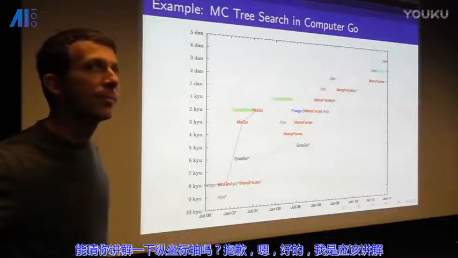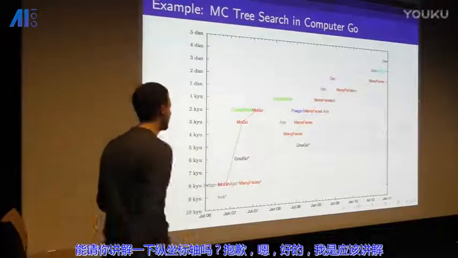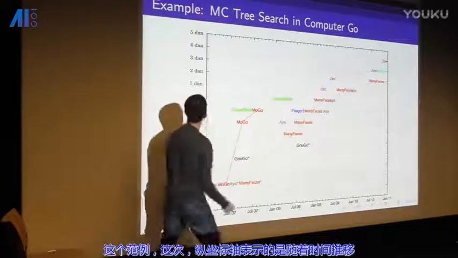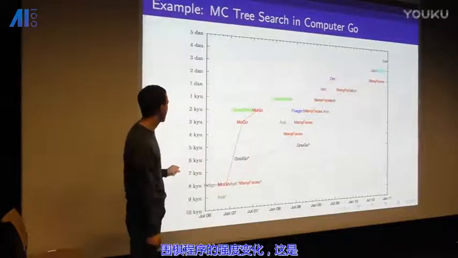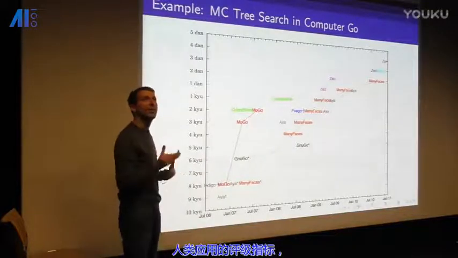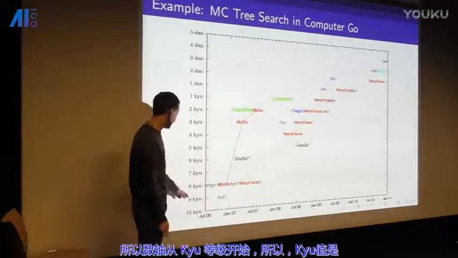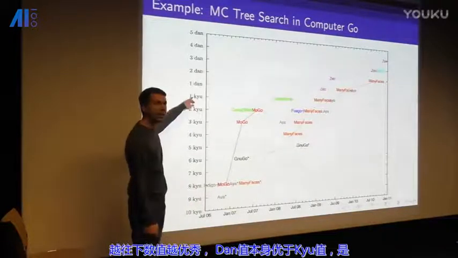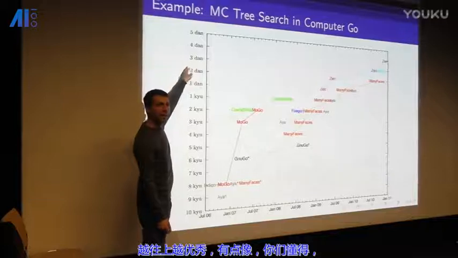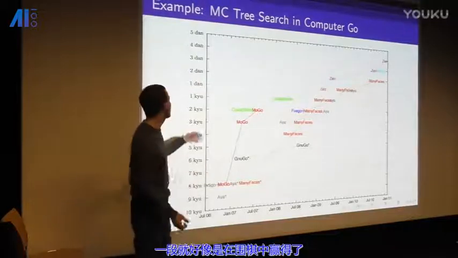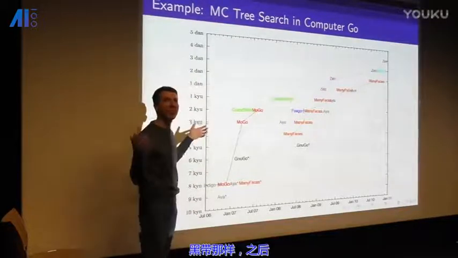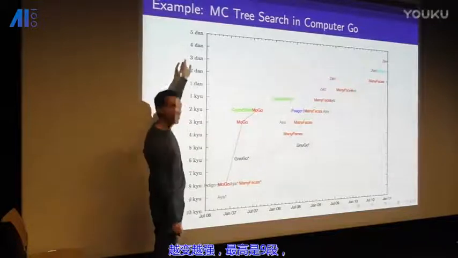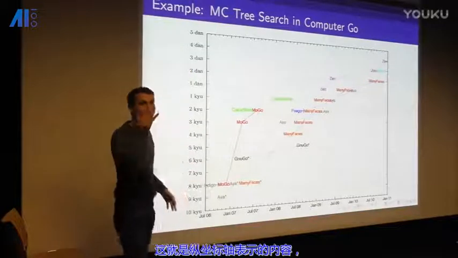Can you explain the y-axis? Oh, sorry, yes, I should explain this diagram. So this is time. The y-axis is the strength of the Go program over time. This is the rankings that humans use. Starting from Kyu levels, where lower Kyu is better, and then higher Dan is better. So one Dan is like getting to black belt in Go, and then it just gets stronger and stronger up to about 9 Dan.